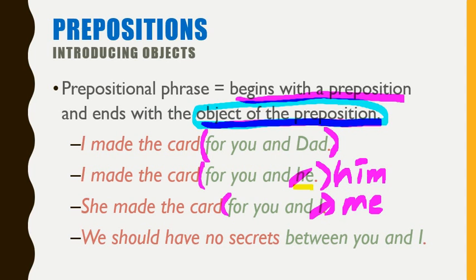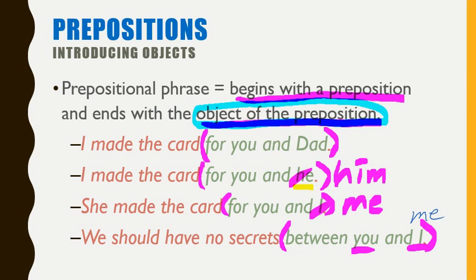We should have no secrets between you and I. That sounds very natural because this is how most people are saying it these days. And people are saying it wrong. That's not the right way to say it because the word between is a preposition just like the other ones, like the for and to and whatever. And when you have a preposition, the words that follow are the objects of the preposition, and you need to have the object case of the pronoun. And so it's got to be you in the object case and also me here, okay, between you and me.